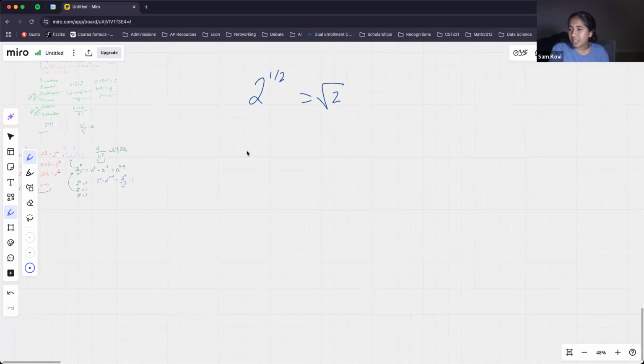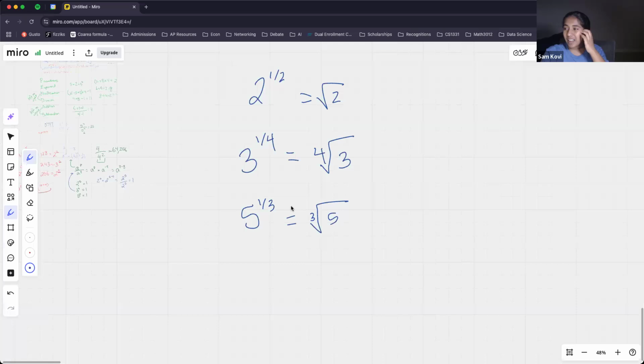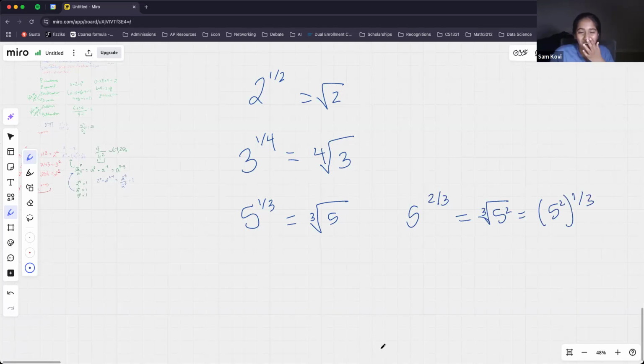Now, I could do 3 to the power of 1/4, this would be the fourth root of 3. If I had 5 to the power of 1/3, that would be the cube root of 5. So whatever's in the denominator of the fractional exponent is going to be the root that I'm taking. Now, if I had instead done 5 to the power of 2/3, that's equal to the cube root of 5 squared. Because I can write this as 5 squared to the power of 1/3. Okay, awesome. So that's just a little bit about fractional exponents.